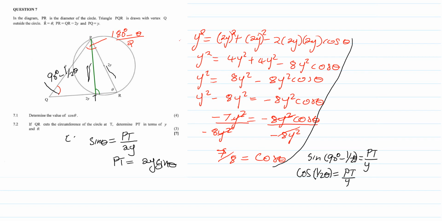Ultimately, we will just have y cos of theta divided by 2 equal to PT. This is the value of PT. Then that's it. This topic is quite simple. It's this simple.